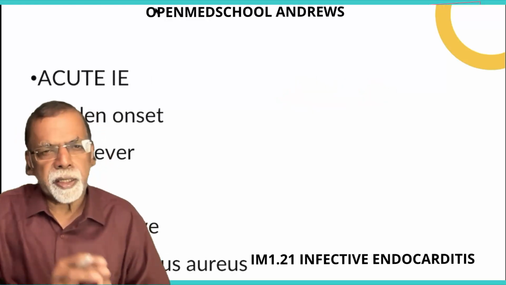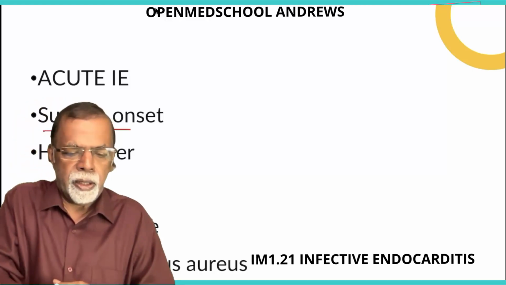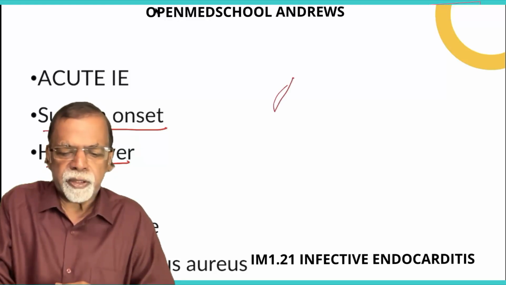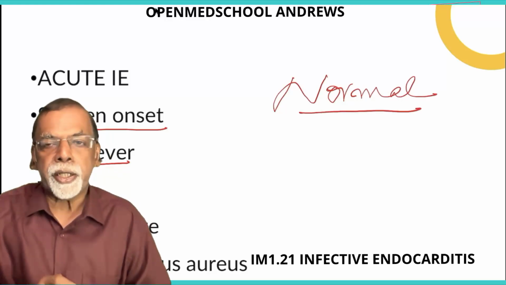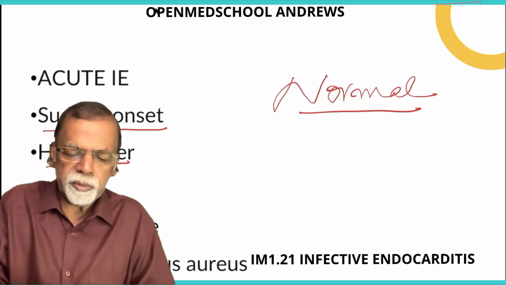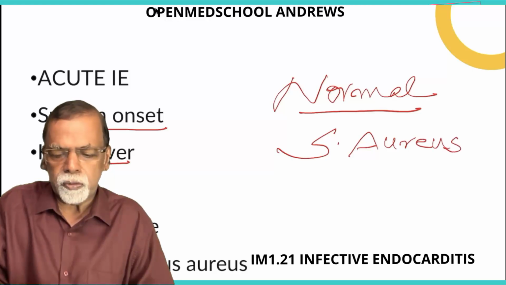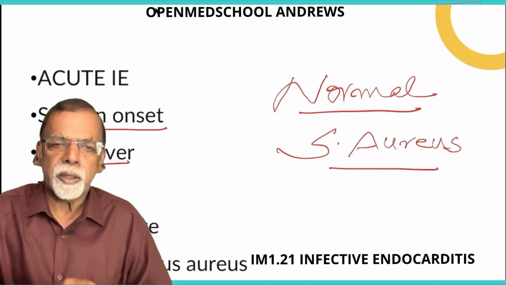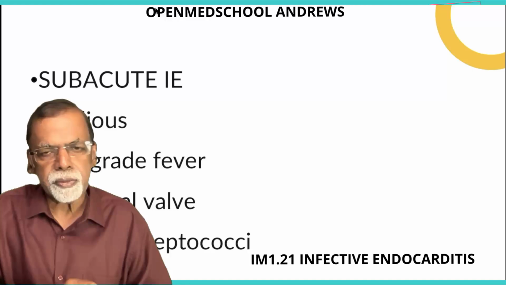Acute infective endocarditis, as the term itself denotes, is acute in onset. It starts with a high fever, the patient is toxic, and very important, it usually affects the normal valve. So acute infective endocarditis usually occurs in the normal valve, and the organism is Staph aureus. So remember these 2 points. Acute endocarditis can occur in the normal valves, and the common organism is Staphylococcus aureus.